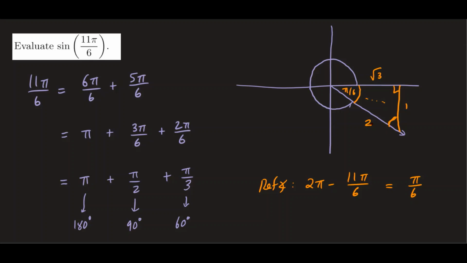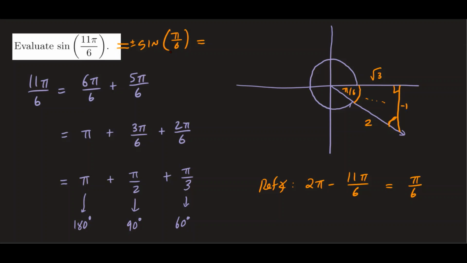Okay, so now we're ready to read off the exact value for sine, but let's fill in the plus and minus sign. So in the fourth quadrant, only the y-axis is negative, so 1 will be negative, and radical 3 will be positive. Hypotenuse is always positive. Okay, so sine of 11 pi over 6 is equal to sine of its reference angle, which is pi over 6. And of course, because we're in the fourth quadrant, you want to put in a plus and minus sign.